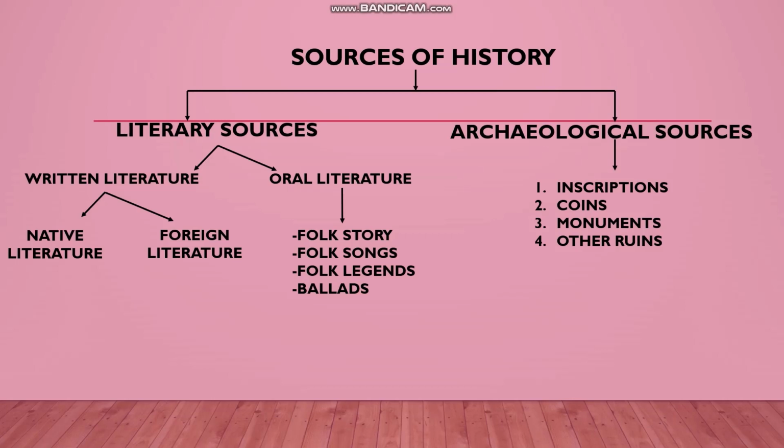Written literature consists of written accounts from the past, whereas oral literature is information that is passed through the years by word of mouth, like songs, stories, myths, ballads, etc. The archaeological sources are the objects of the past that have survived till now, like coins, monuments, inscriptions, and other ruins. Now let's learn about literary sources in detail.